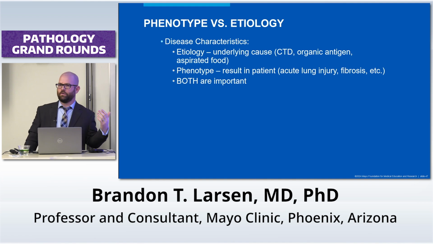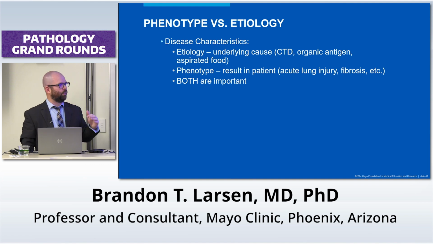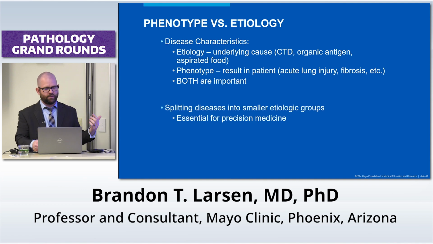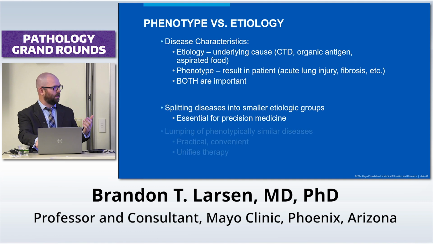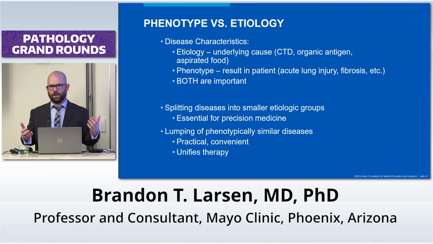And both things are important. The etiology is critical because that's how you target therapy, but the phenotype also can be important when deciding how to treat a patient. Remember, splitting diseases into smaller etiologic groups is essential for precision medicine. That's what we do. Become more and more precise about how we approach disease treatment. But lumping is also helpful with phenotypically similar diseases because it's practical and it unifies therapy.